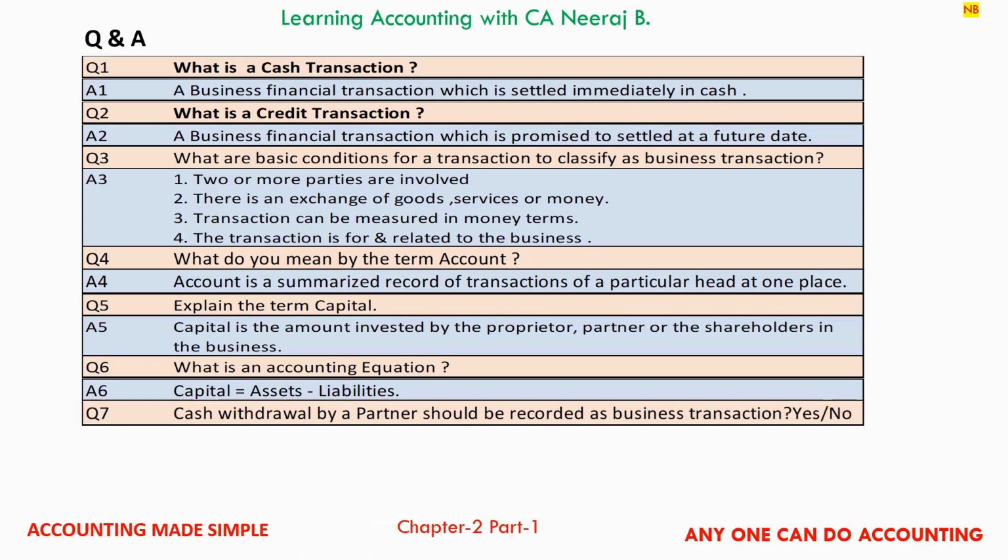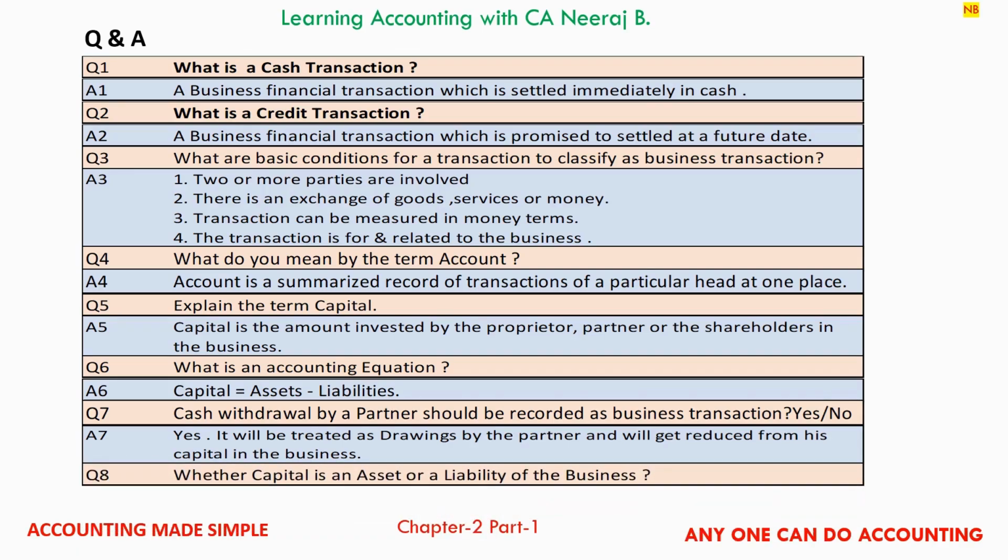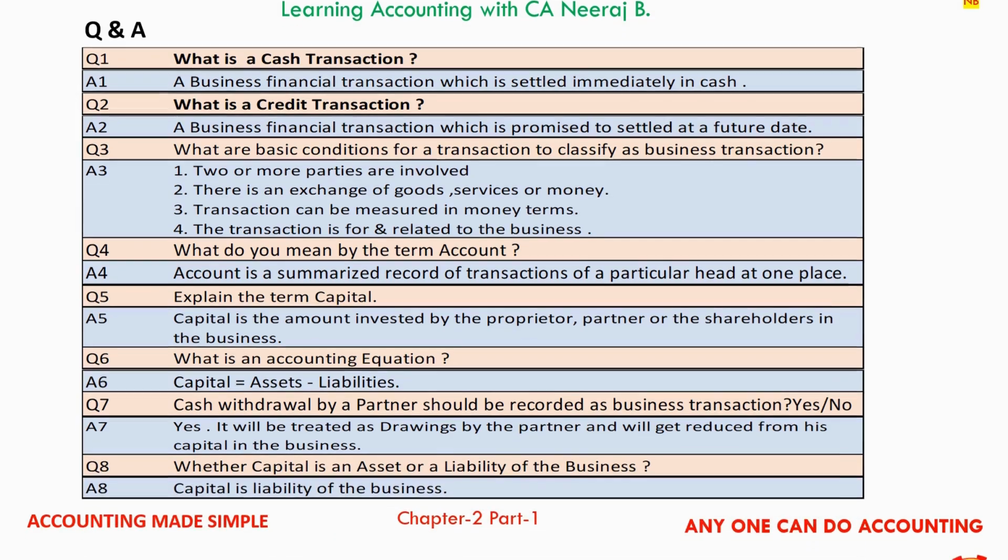Question number seven, cash withdrawal by a partner should be recorded as a business transaction. Yes or no? Absolutely yes. It will be treated as drawings by the partner and will get reduced from his capital in the business. Question number eight, whether capital is an asset or a liability of the business? It is a liability of the business.